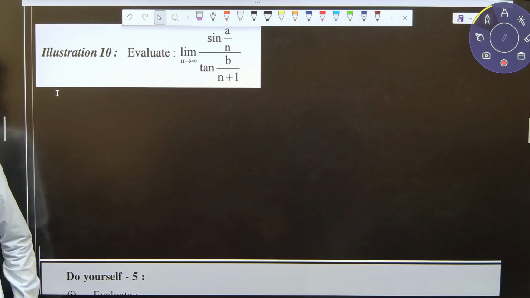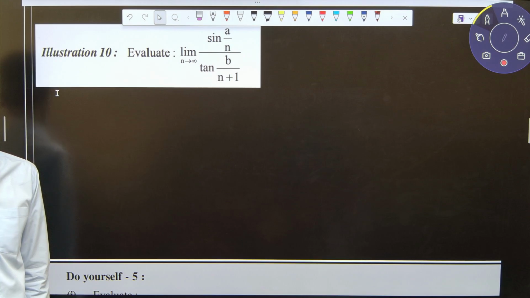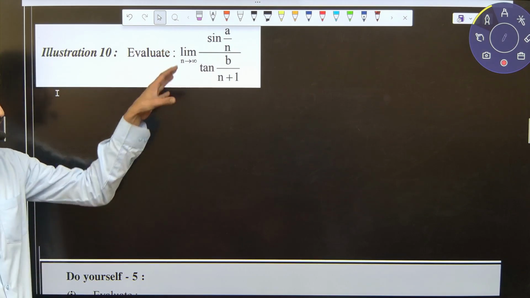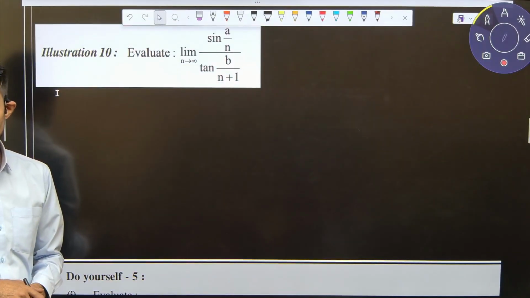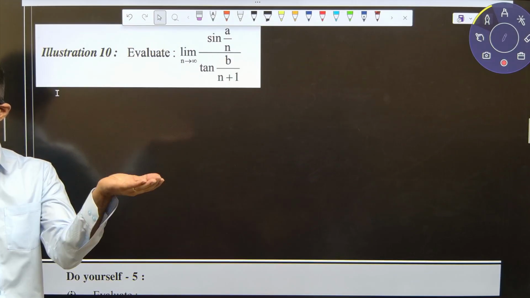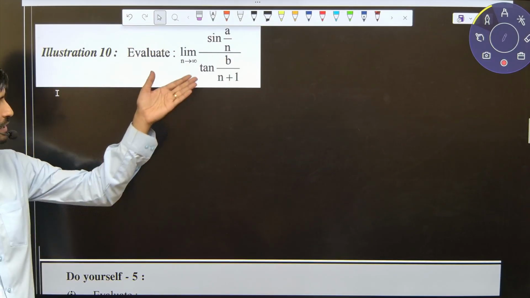Let's see. First rule. See the names: sin, tan, trigonometry. It means I have to apply trigonometry. Now, if I have to apply trigonometry, sin should be alone, tan should be alone, cos should exist with 1 minus. Let's see. Yes, sin is alone, tan is alone. Very good. Everything is now fixed.